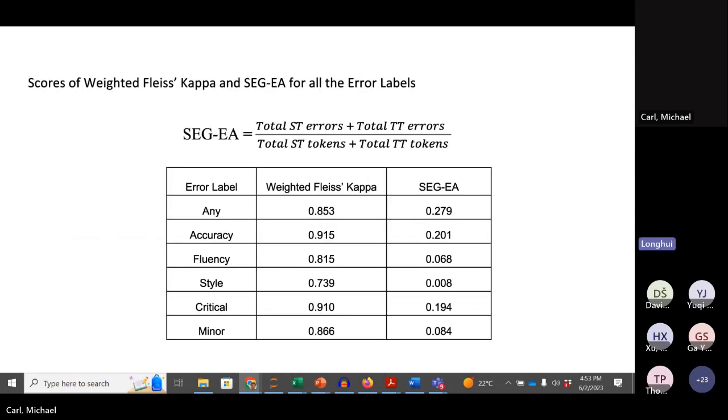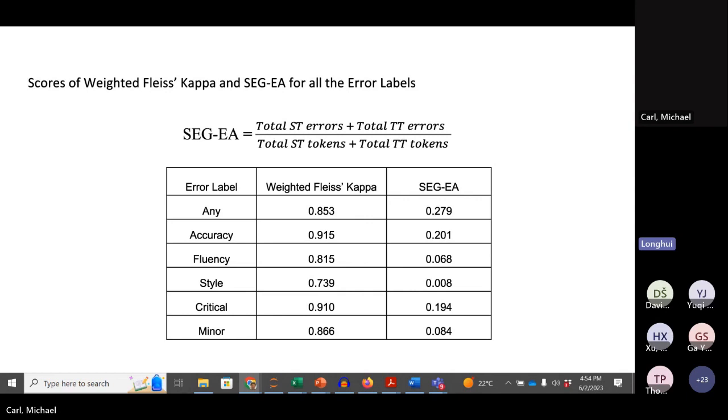Yes, so what we do with this is we counted a segment level error average to see what is the error incidence of each segment. That means what percentage of erroneous words happened in each segment on average. So how did we count this segment level error average? We counted the total source text errors in words, so by token number, plus total target text error numbers, divided by total source text tokens plus total target text tokens.